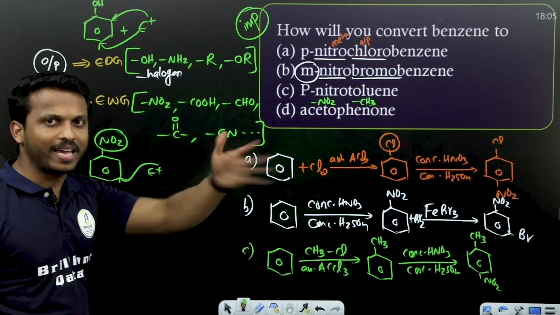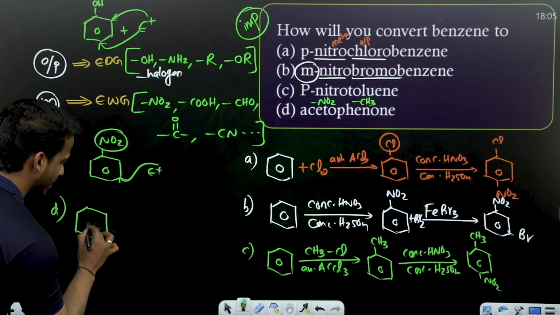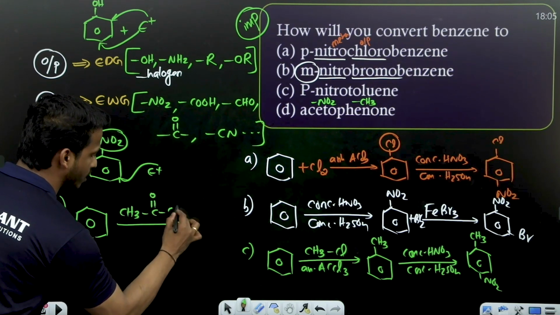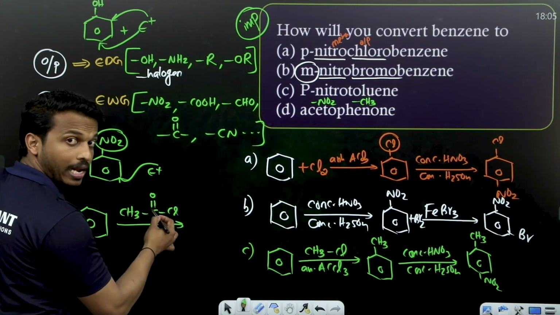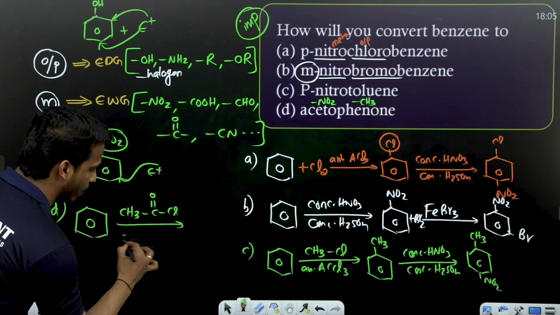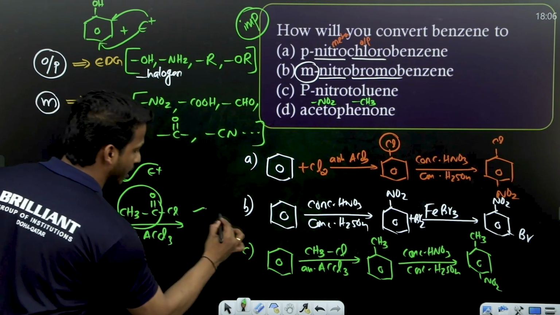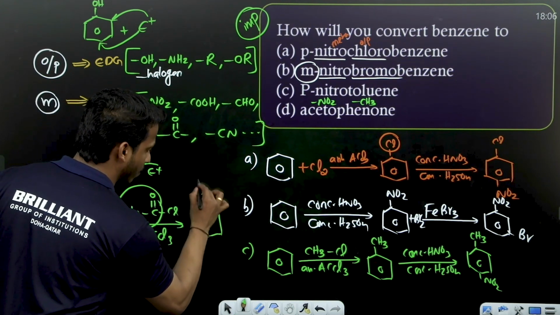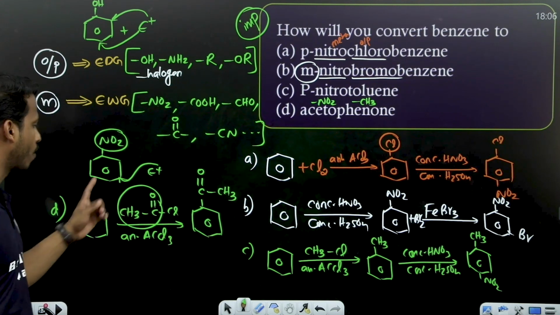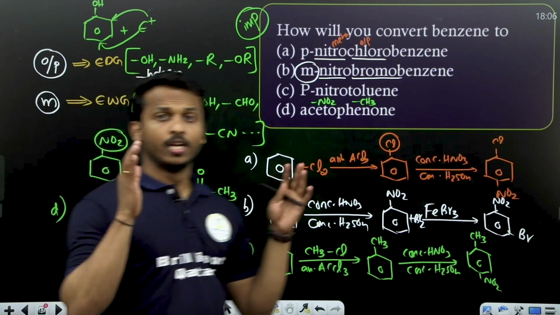And the D question is a direct one. What is acetophenone? That you do by Friedel-Crafts acylation. Treat with CH3COCl. What is this called? Acetyl chloride, or ethanoyl chloride. When treated with anhydrous AlCl3, what happens? The COCH3 comes onto the benzene ring. You will get benzene with COCH3, called acetophenone. This is direct. Benzene on Friedel-Crafts acylation gives acetophenone. Clear, all of you?